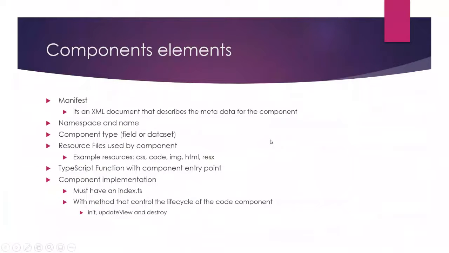So let's talk about the different component elements that make up the component. We have the manifest, and the manifest is just an XML document that's going to describe the component to the framework or to the PowerApps, right? So it's going to have different things like the namespace and the name. We're going to tell it the component type, so we need to know if it's a field or a dataset type.